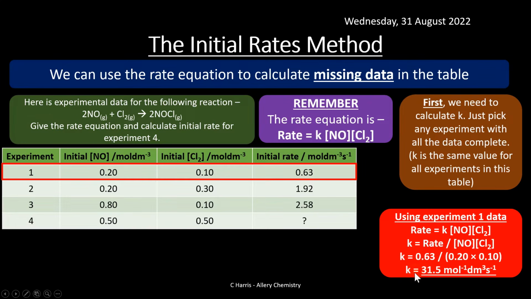Okay, so now we've got k, we can bank that, and then we can use this number alongside these two numbers here to work out what the rate is for experiment 4.